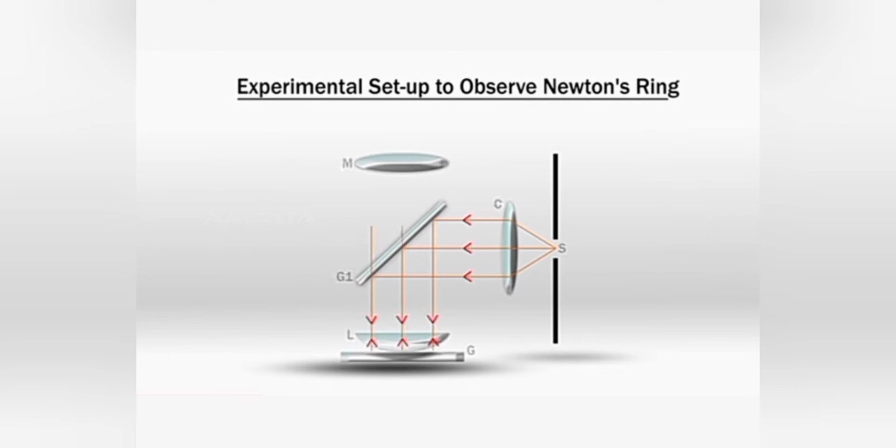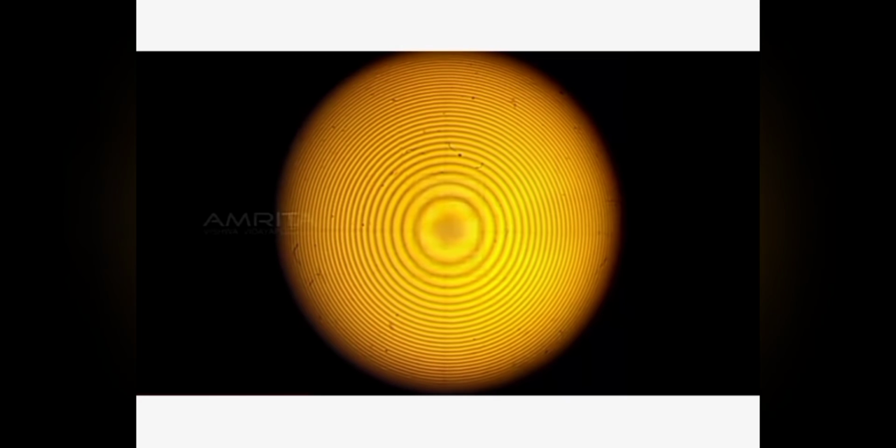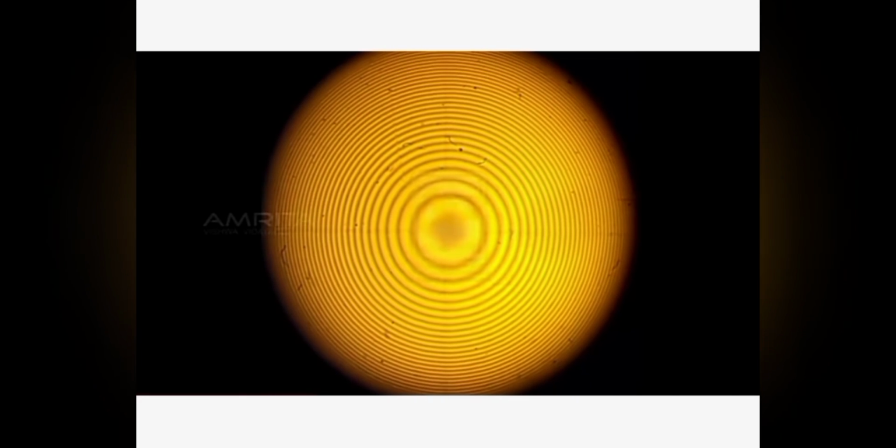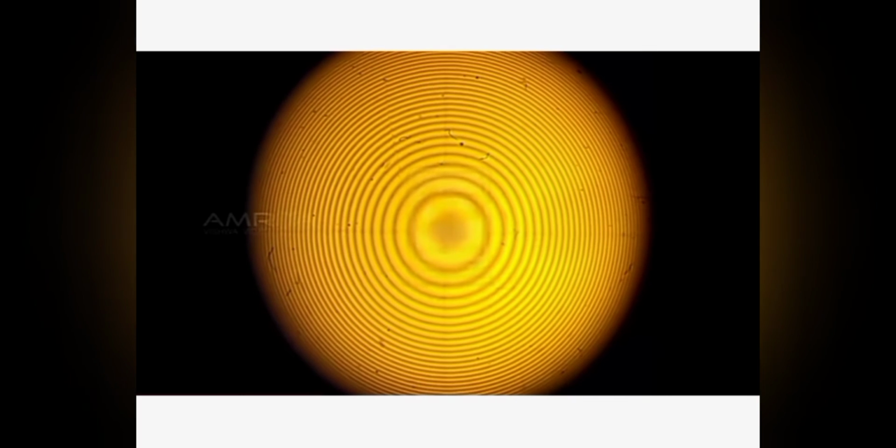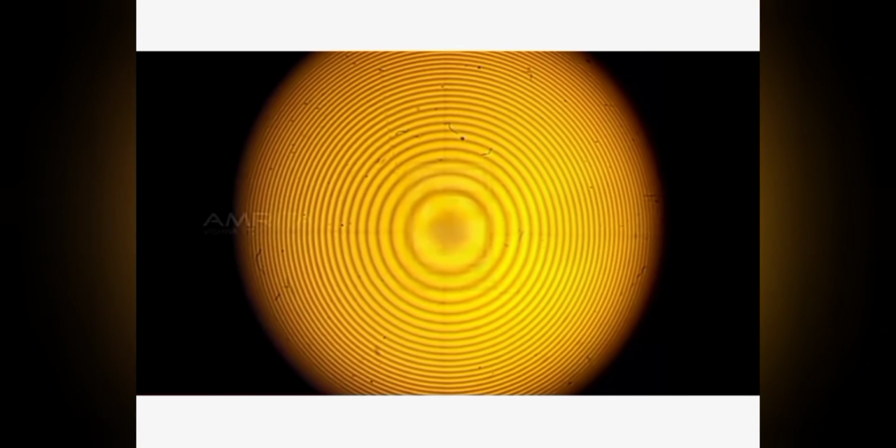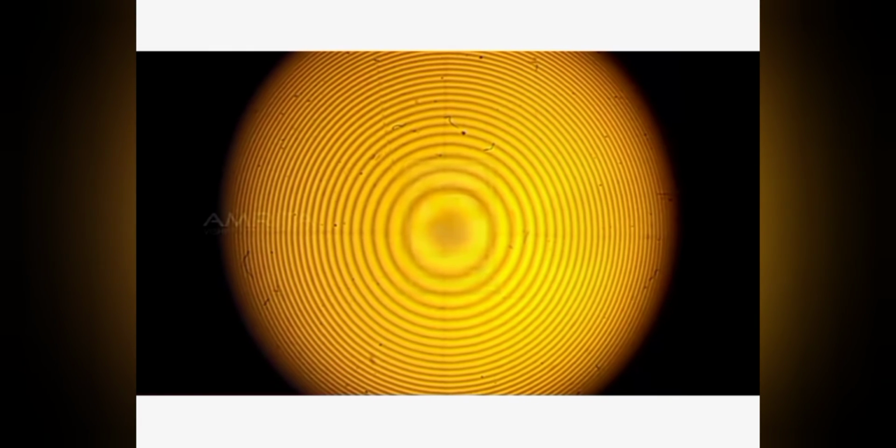glass plate, a part of each incident ray is reflected from the lower surface of the lens, and the part after refraction through the air film between the lens and the plate is reflected back from the plane surface. These two reflected rays are coherent, hence they will interfere and produce the system of alternate dark and bright rings.